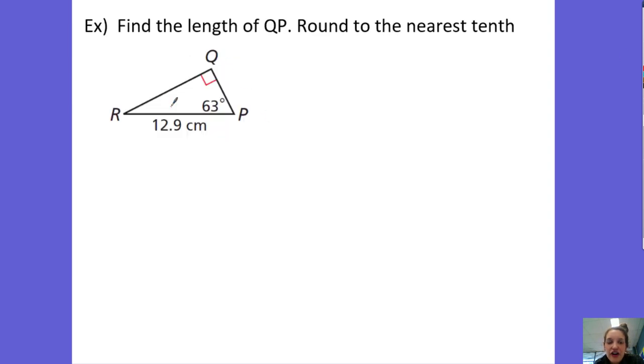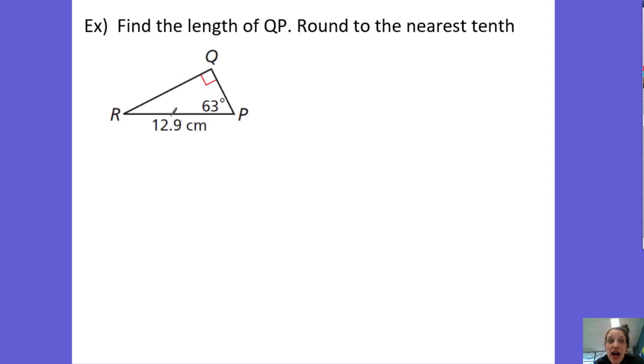Okay, here is an example of how we are going to use SOHCAHTOA, how we're going to use trig to find missing sides. We have this random right triangle. It's not a special right triangle. It's not a 30, 60, 90. It's not a 45, 45, 90. So we can't use special right triangles.